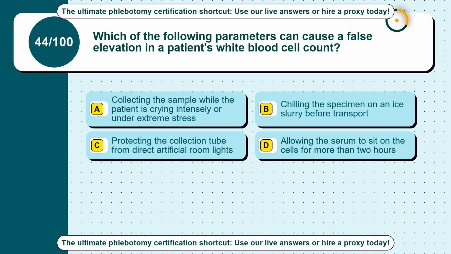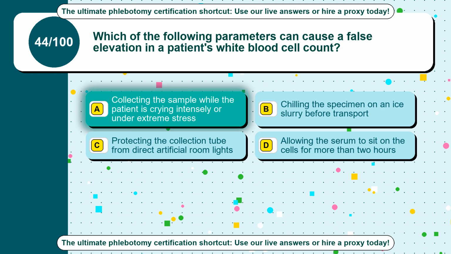Option C, protecting the collection tube from direct artificial room lights. Option D, allowing the serum to sit on the cells for more than 2 hours. The correct answer is option A, collecting the sample while the patient is crying intensely or under extreme stress.